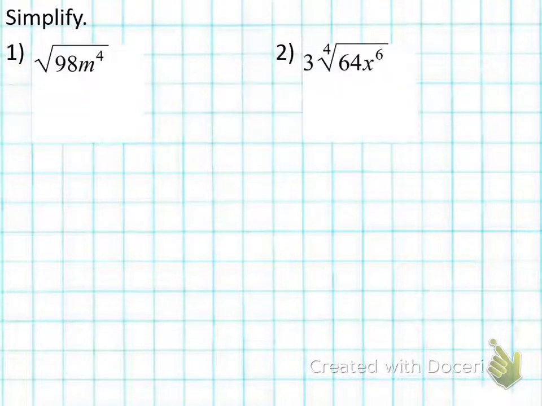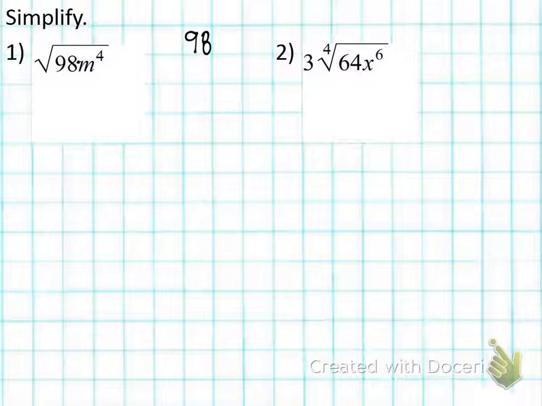Okay, watch me do numbers 1 and 2. Number 1, square root of 98m to the 4th power. Okay, the first thing I'm going to do is look at my index and radicand. The index here is 2, I could assume that. The radicand is 98 times m to the 4th power. There's a little multiply sign between the two terms here. So first thing I do is make a factor tree of 98.